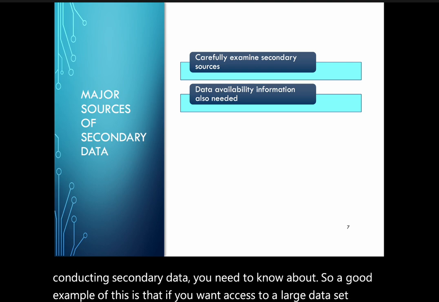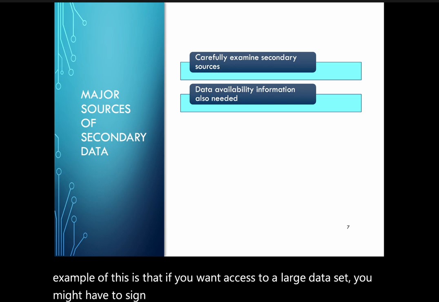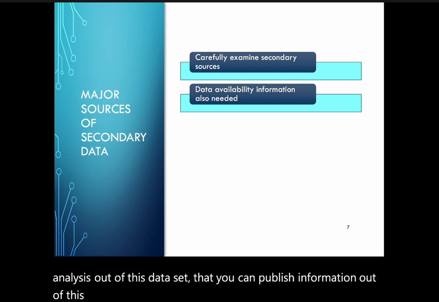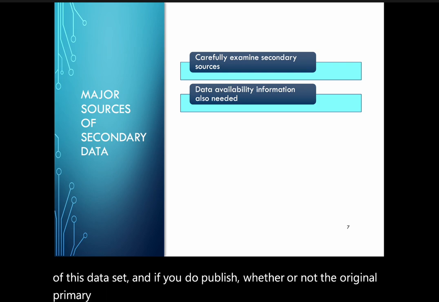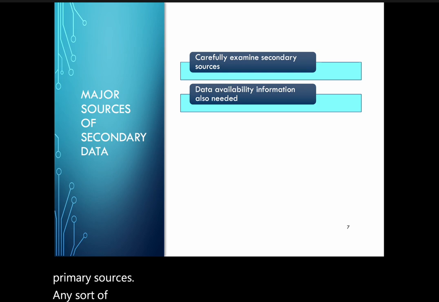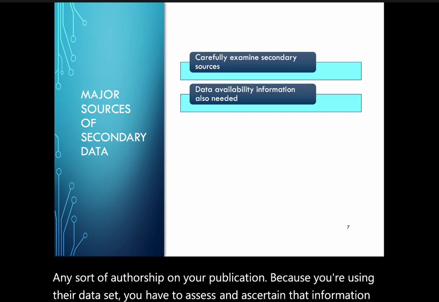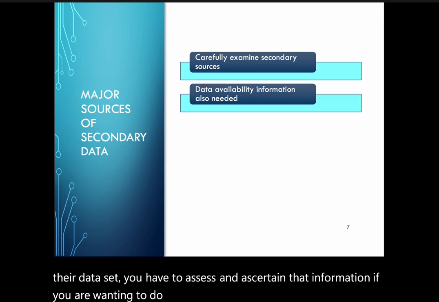A good example of this is that if you want access to a large data set, you might have to sign an agreement that says that you can run analyses out of this data set, and that you can publish information out of this data set. And if you do publish, whether or not the original primary sources get any sort of authorship on your publication because you're using their data set. You have to ascertain that information if you want to do secondary data analysis.